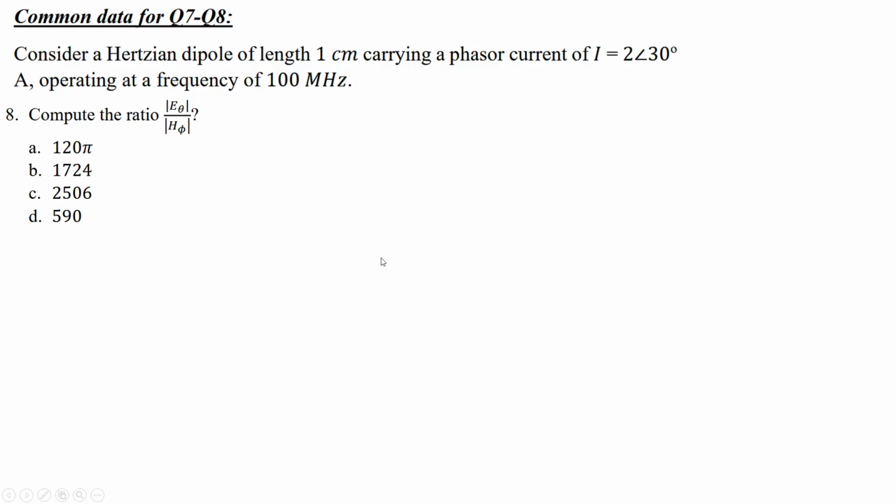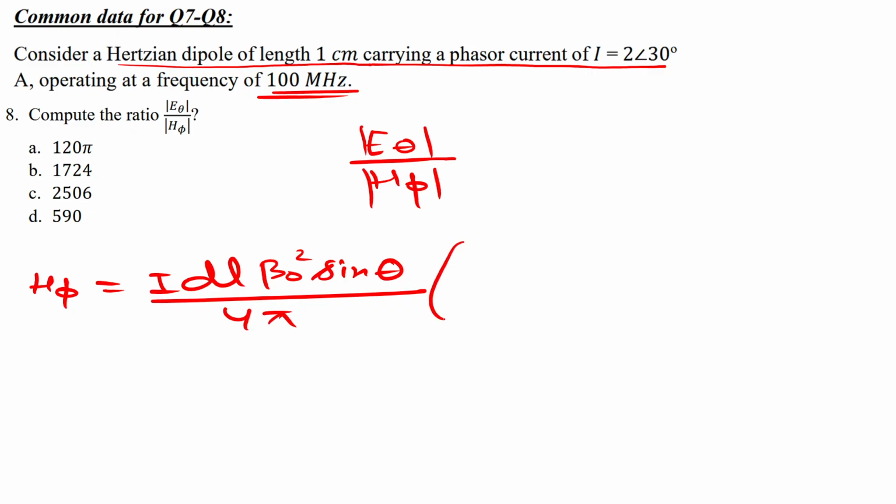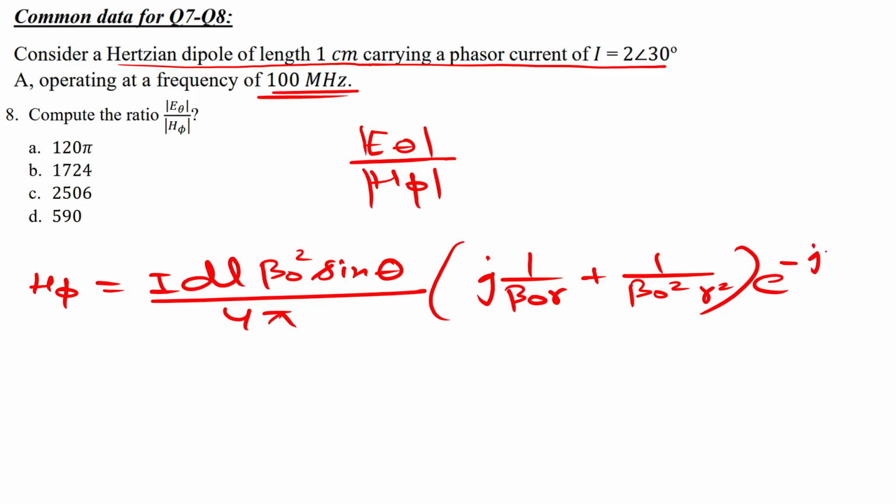Question number 8: the same Hertzian dipole we used in the previous question, with 1 centimeter length, carrying the same current and the same frequency. Here we have to compute E theta by H phi, the ratio of these magnitudes. Because you already know what E theta is, you have to calculate H phi, which is given by IDL beta naught square sine theta divided by 4 pi into j, 1 by beta naught r plus 1 by beta naught square r square. Because this observation point is in the near field, we are not neglecting the 1 by r square term, same as the previous problem, into e to the power minus j beta naught r.